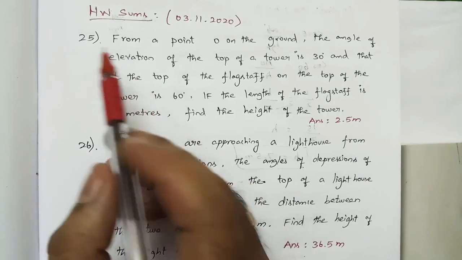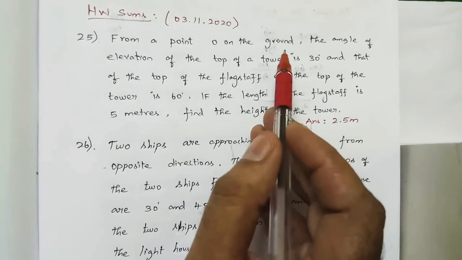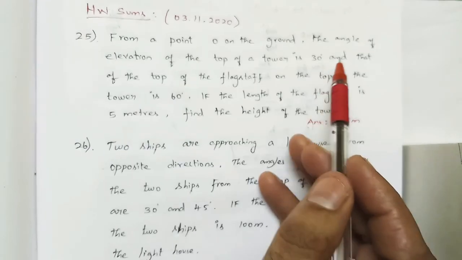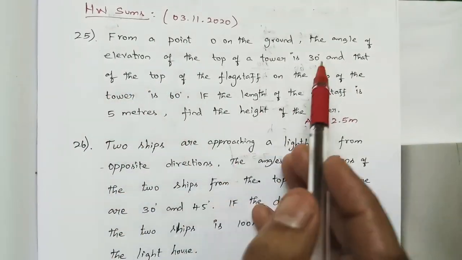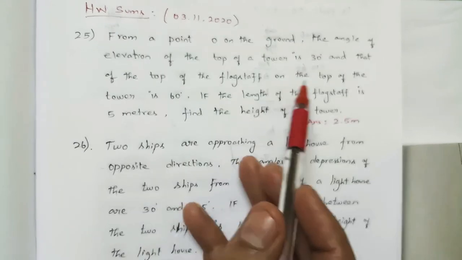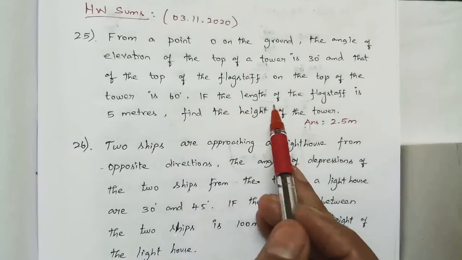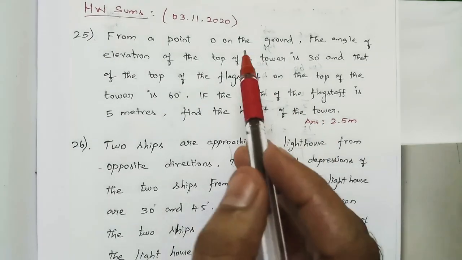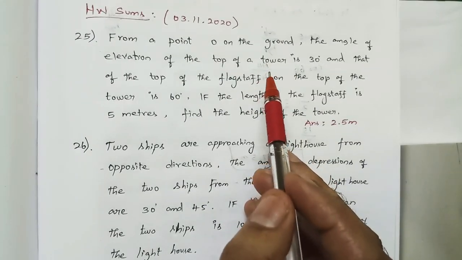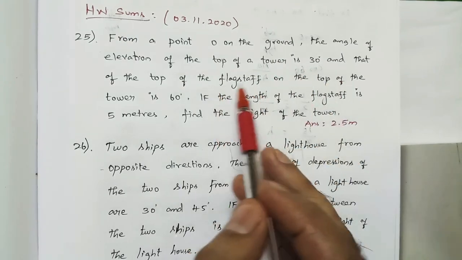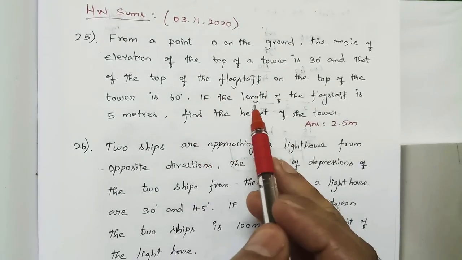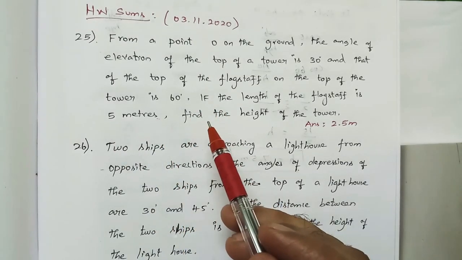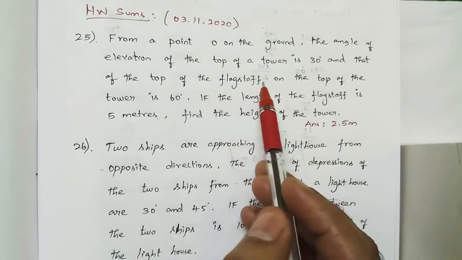Number 25. From a point O on the ground, the angle of elevation of the top of a tower is 30 degree, and the angle of elevation between the top of the flagstaff and the top of the tower is 60 degree. The length of the flagstaff is 5 meter. Find the height of the tower. So what they are saying is, one tower is there, above the tower a flagstaff is fixed, right? So the length of the flagstaff is 5 meter, right? One tower is there, above the tower they have fixed the flagstaff.